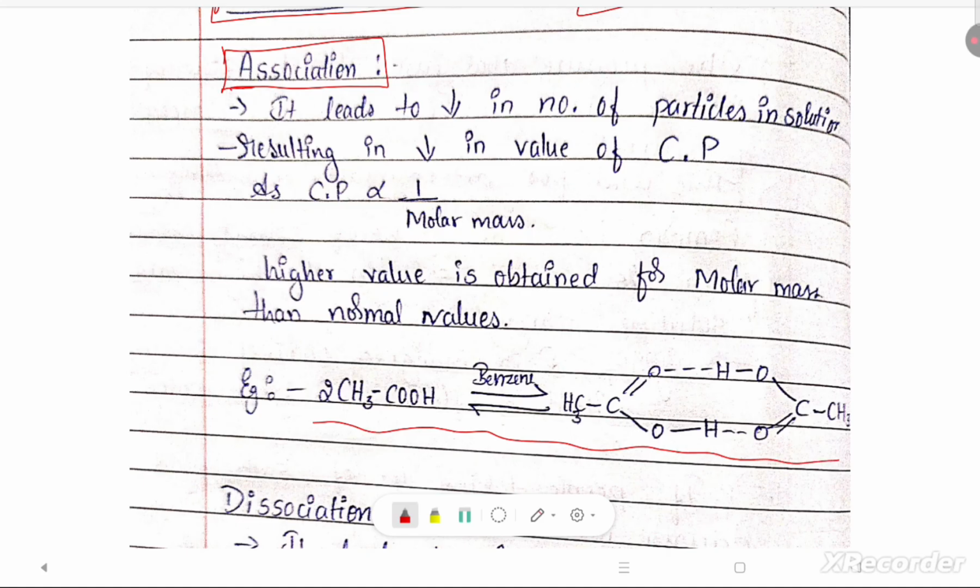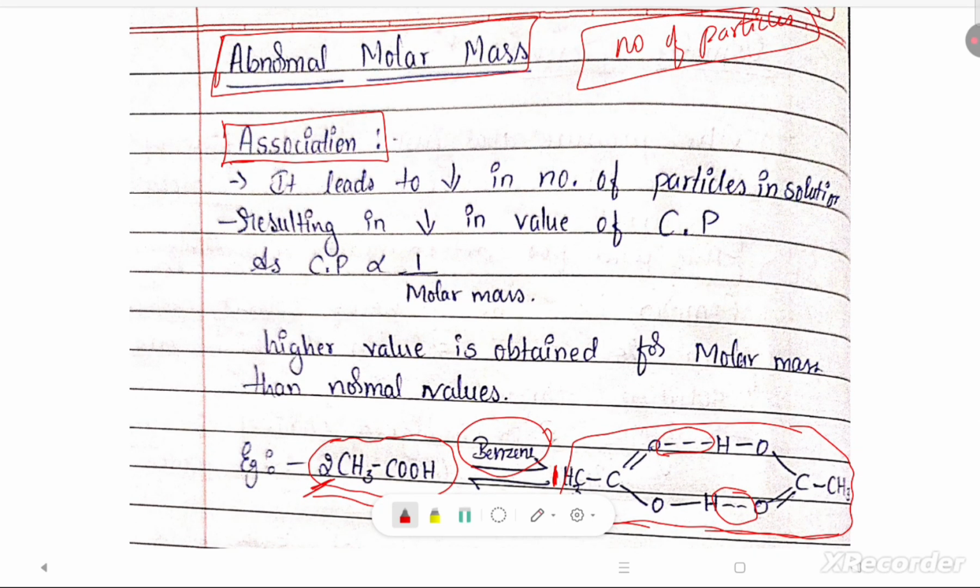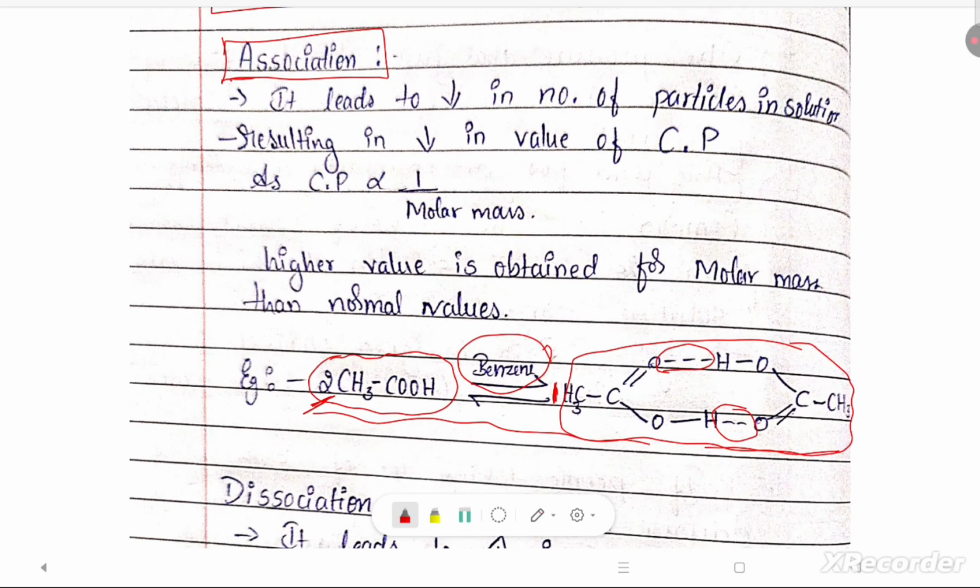In association, for example, here I took acetic acid. I am adding 2 moles of acetic acid to benzene. After adding into the solvent, these 2 molecules form a hydrogen bond between them and form a single molecule. While adding, I added 2, but it became 1. So the number of particles is varied. Because the number of particles varied, the molar mass also will vary. So how will it vary? Here, association is taking place.